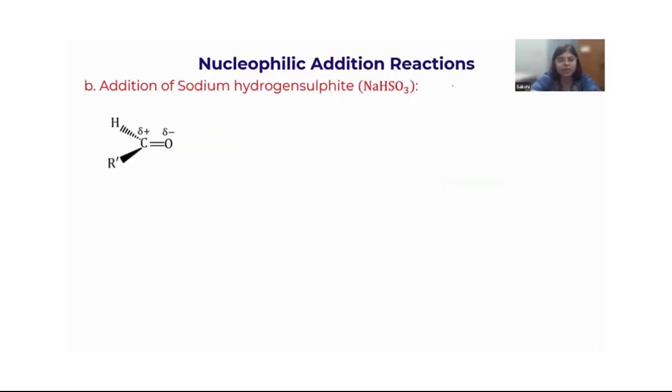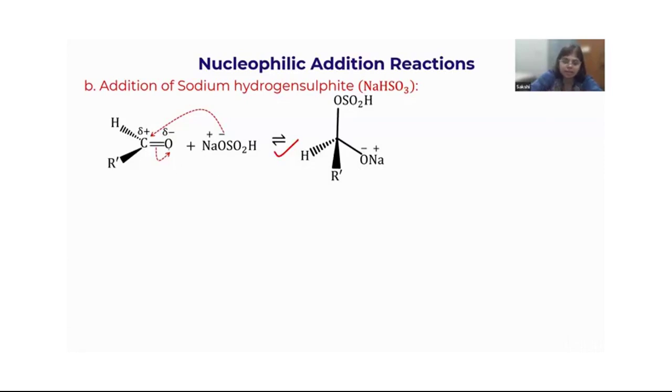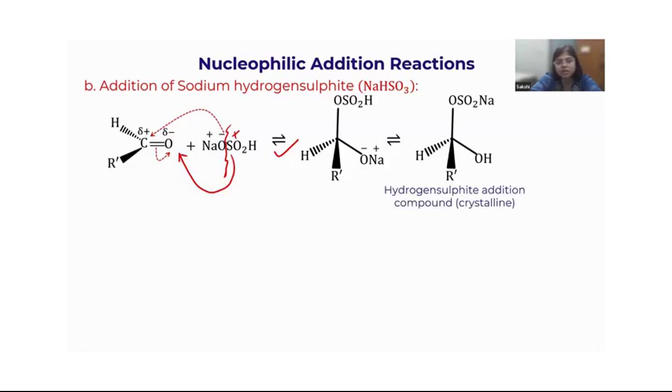Okay. Now addition of sodium hydrogen sulfite. So basically NaHSO3, we can write it like this, right? ONa. So oxygen is obviously minus, and we have Na plus and SO2H. So obviously the negative part will attack the positive carbon atom, right? So you get ONa attacking the positive carbon atom, and here there is a negative charge. If there is a negative charge over here, this bond will break, and SO2H has a positive charge that will go to the oxygen atom, right? So we get this.